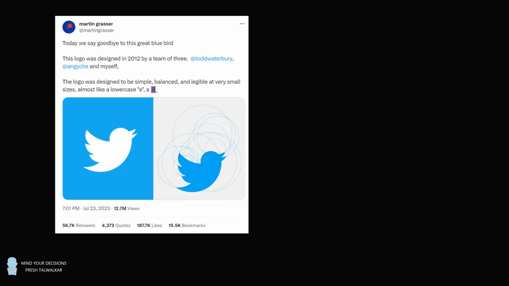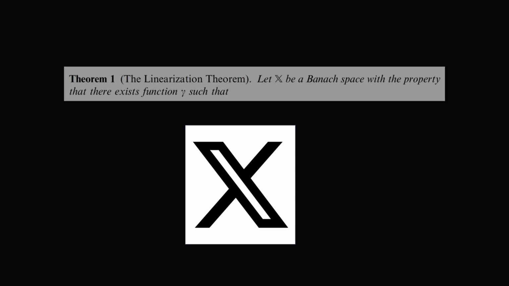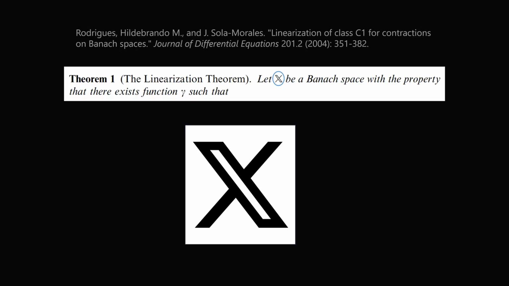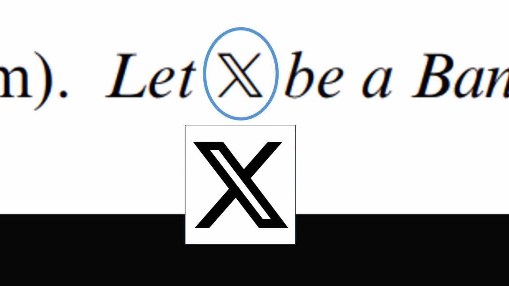About a week ago, Twitter said goodbye to its great blue bird logo and embraced the era of X. The move has puzzled nearly everyone, but it's particularly mysterious for mathematicians, who are wondering why Twitter's logo would resemble a character used in mathematical typesetting. This symbol, for example, comes from a paper from 2004 called Linearization of Class C1 for Contractions of Banach Spaces. If you zoom in, you'll see this character very closely resembles the Twitter logo.